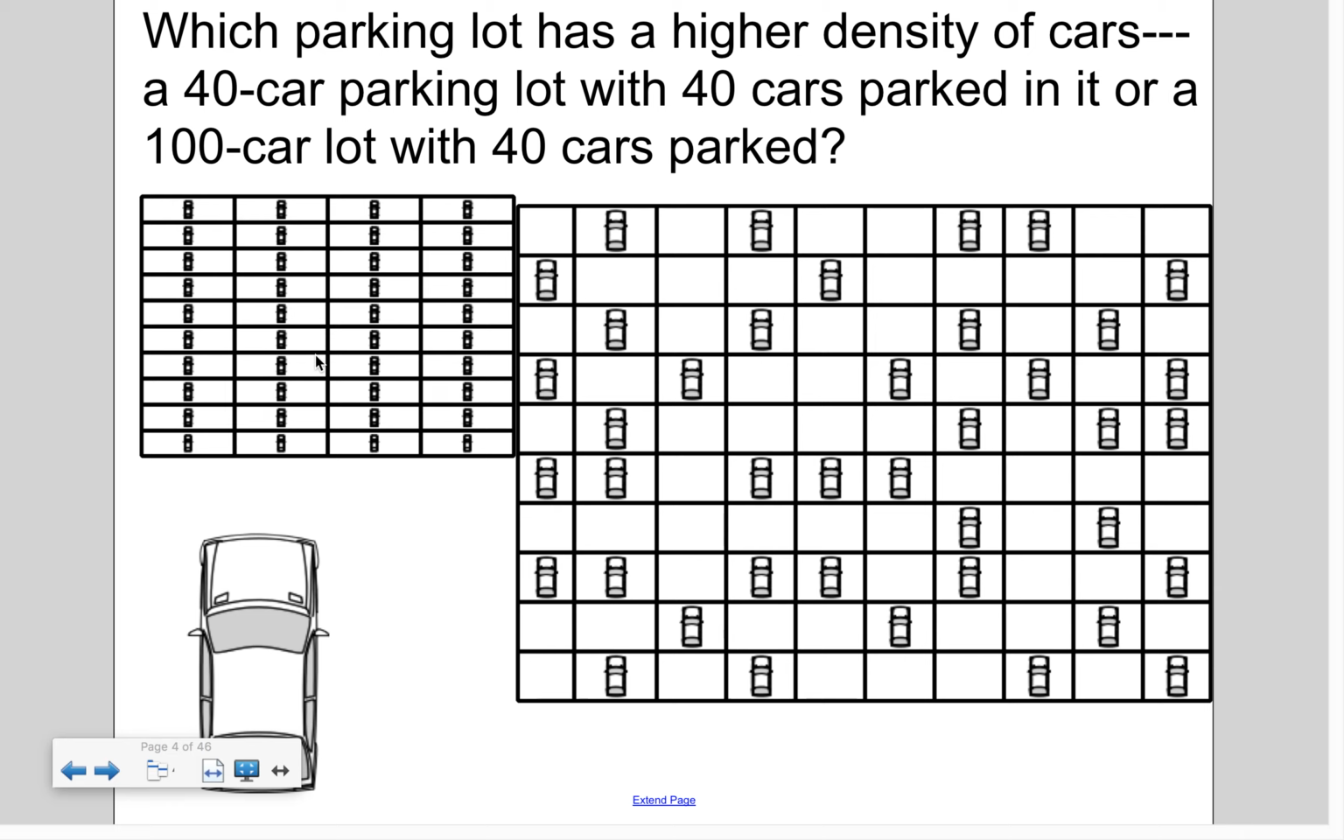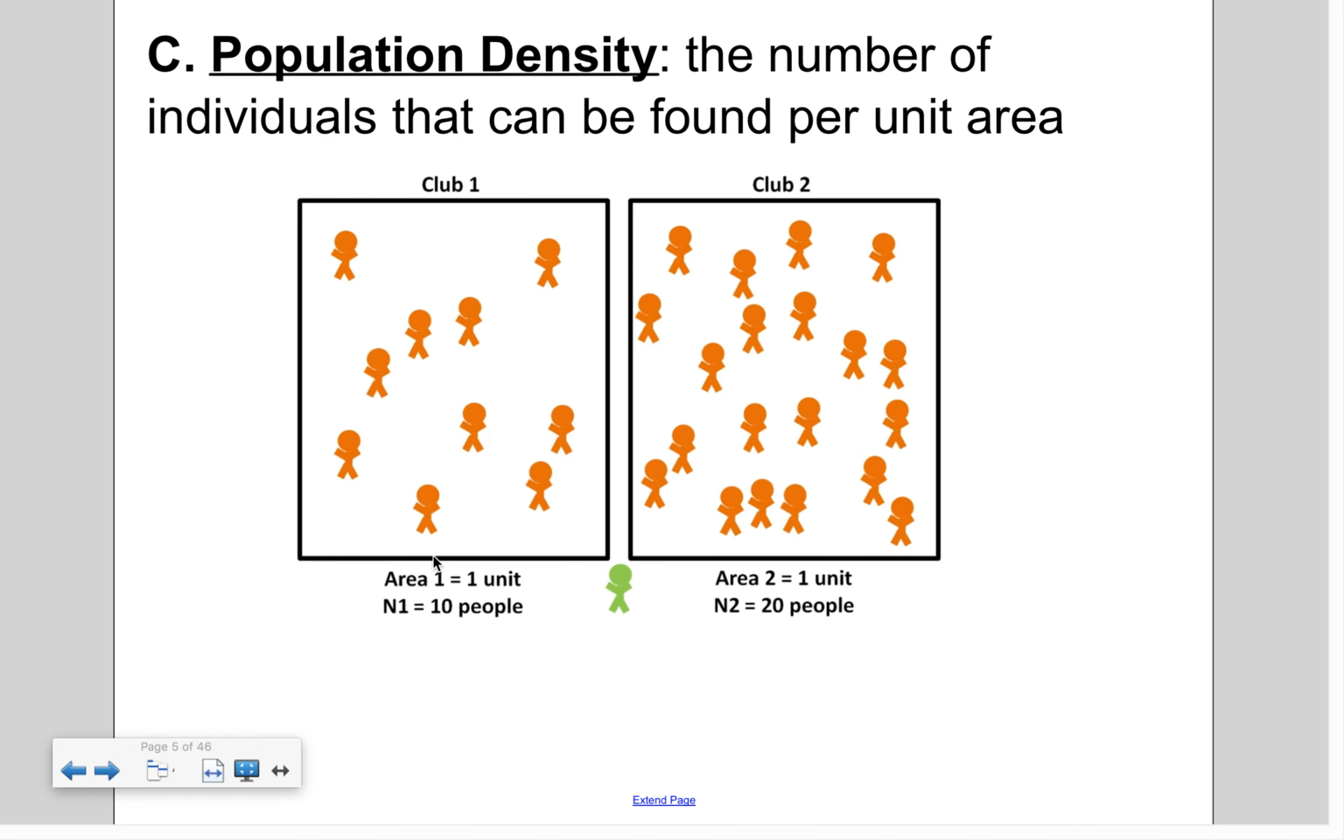So a question for you, which parking lot has a higher density of cars? A 40-car parking lot with 40 cars parked in it, or a 100-car lot with 40 cars parked? And you should be saying, well, Mrs. Erickson, this parking lot over here has a higher density of cars versus this one. So another way to describe population is its density, the number of individuals that can be found per unit area.